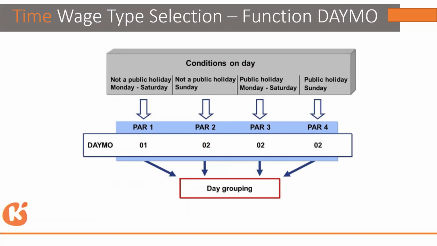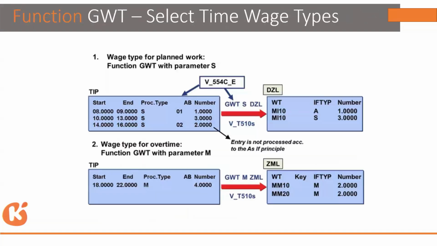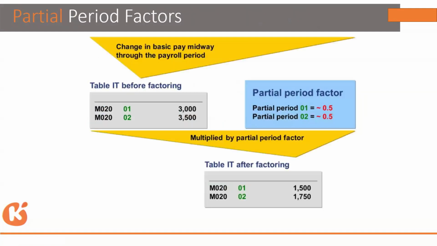How is that T510S table calculated? All the conditions we're going to see, whether it's a public holiday, not a public holiday, Saturday, Sunday, how this has to be calculated, all these details we're going to check. Here you can see these sections, whether it's overtime or a regular hour. This is a regular hour and this is overtime, and how it goes to a different table and how the system will read it. This is what you have to understand in your PCR and schema: how to read all these details.